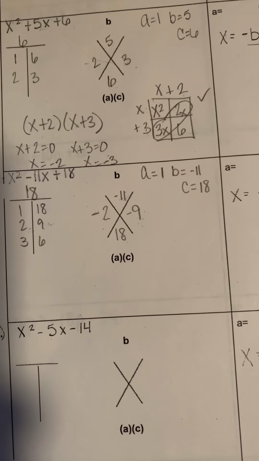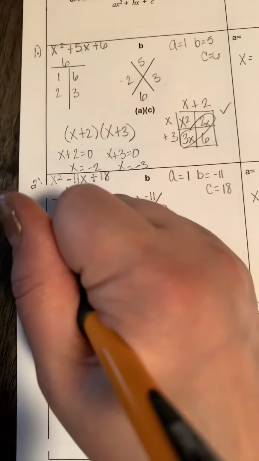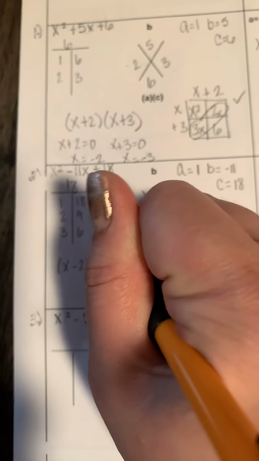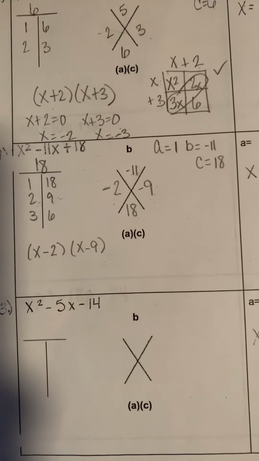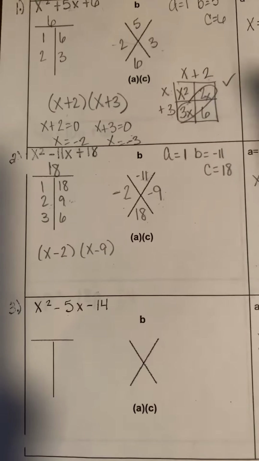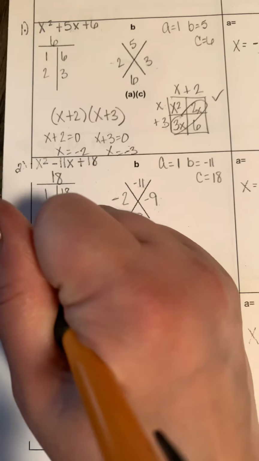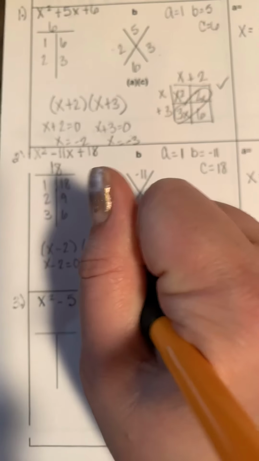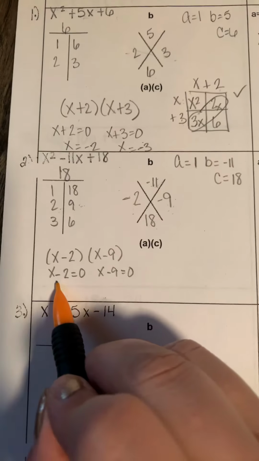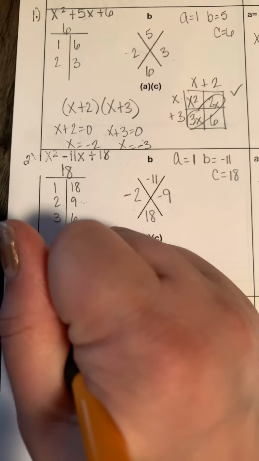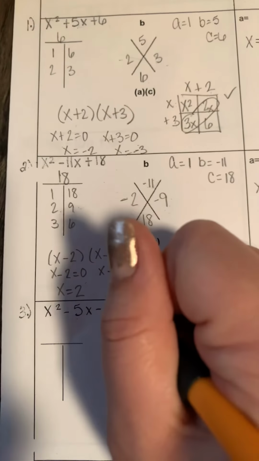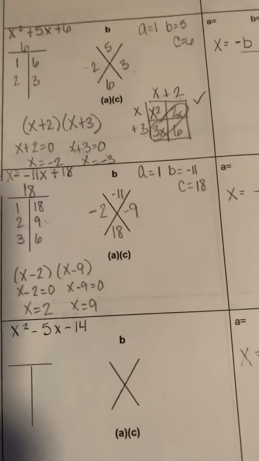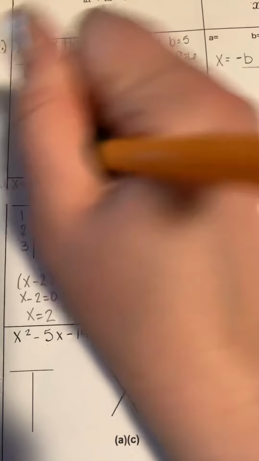So now we can write our two factors, x minus 2 and x minus 9. Those are our factors. To find our zeros, set each of your factors equal to 0. So x minus 2 equals 0 and x minus 9 equals 0. Add 2 on both sides. X is equal to 2. Add 9 on both sides. X is equal to 9. And we should probably box in our answers here.